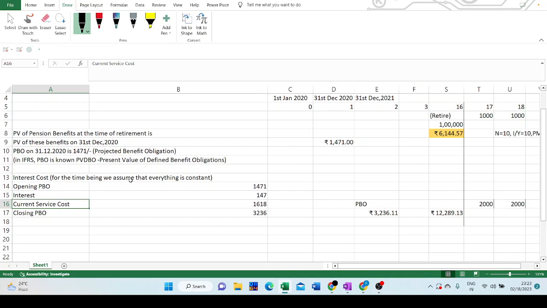What is interest cost? It's the increase in PBO due to passage of time. Your PBO would increase even if you keep everything else constant, it will grow bigger and bigger as time passes, right? That was your interest cost explanation. And what was current service cost? It was the present value of additional benefits that the employee receives by working for one more year. And this is the difference between the opening PBO and the closing PBO. Both IFRS and GAAP require that we reconcile the opening and the closing PBO.